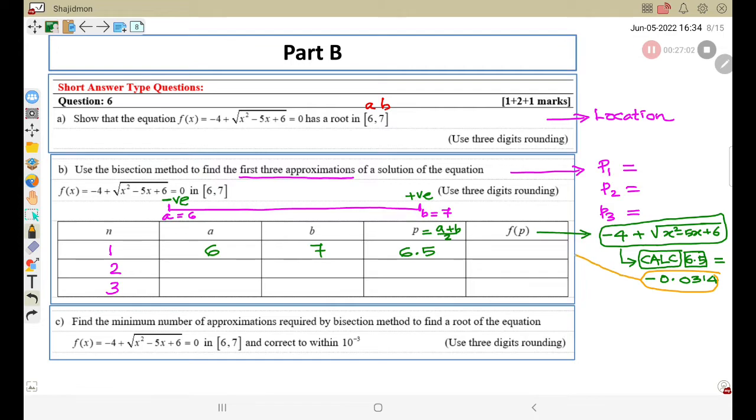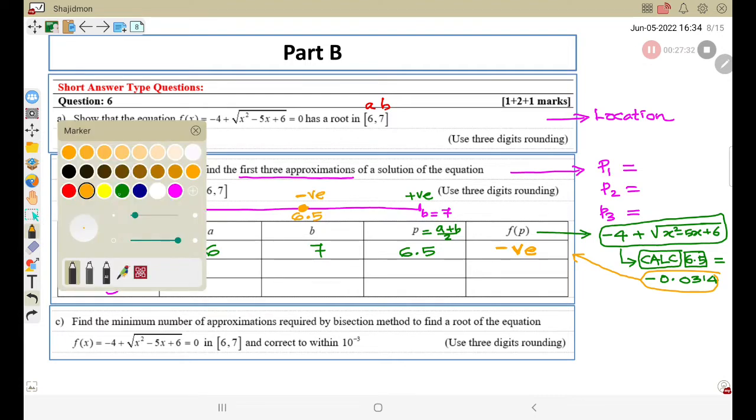Negative means that sign you can put here, only negative. No need to write that number, because if you write the number it will confuse. So only write the sign of the number. Now the first approximation is done. Now we mark this on the number line on top. Between 6 and 7 the middle is 6.5 here. What is the sign you are getting there? Negative, so here I am putting negative.